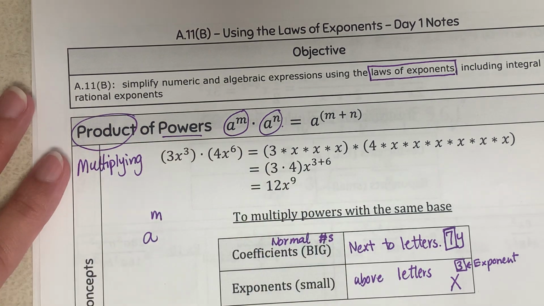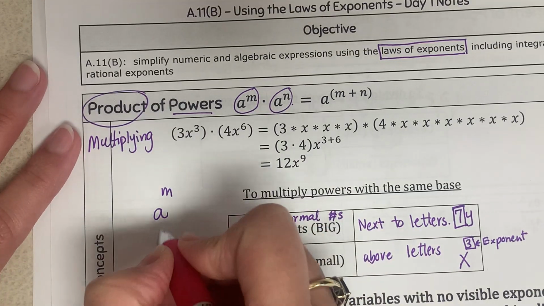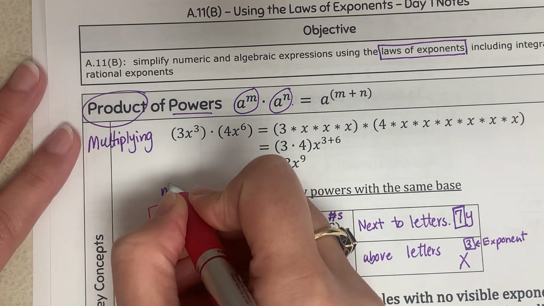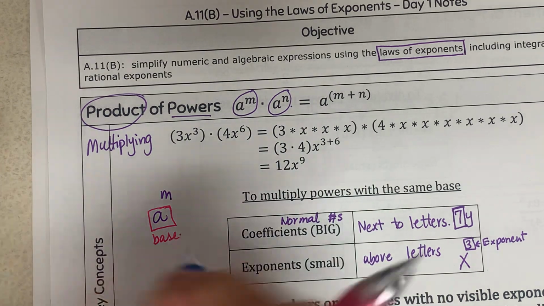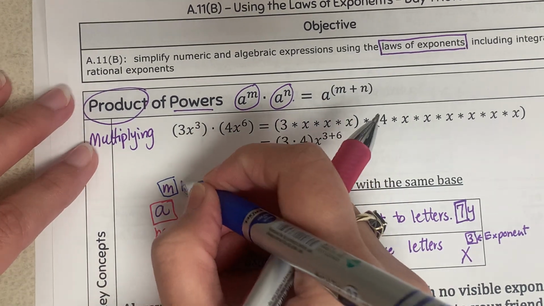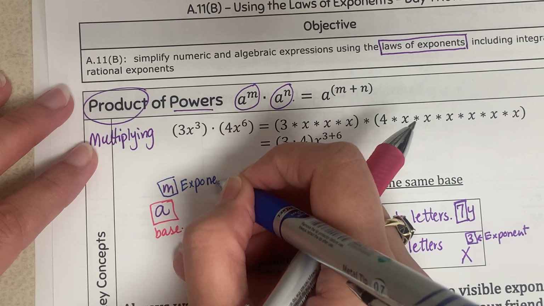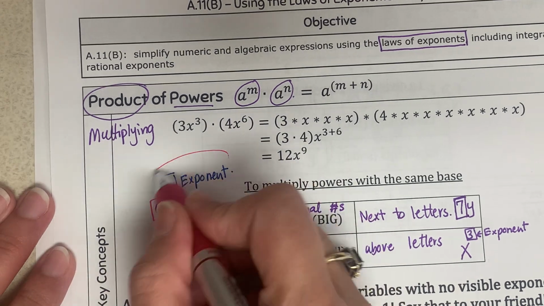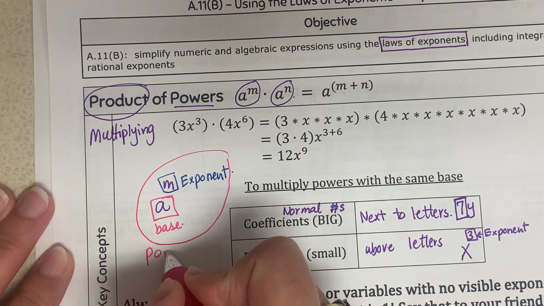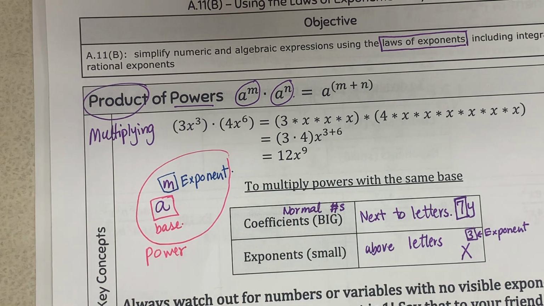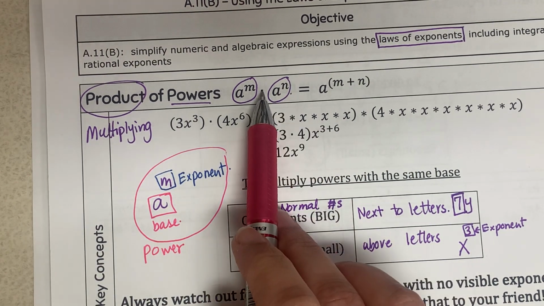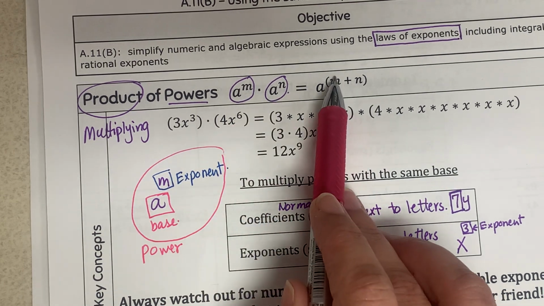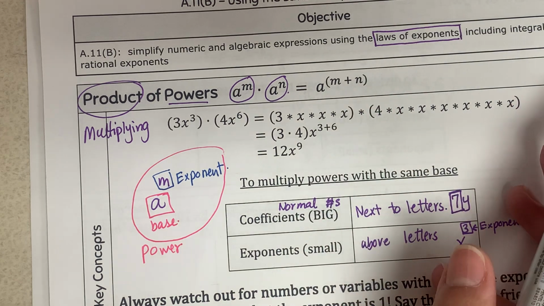So I can label this here. This is the base. This is the exponent. And together this whole thing is called the power. So when bases are the same and they are being multiplied, you add the powers. So m plus n, whatever the numbers are here, I'm just going to add them.